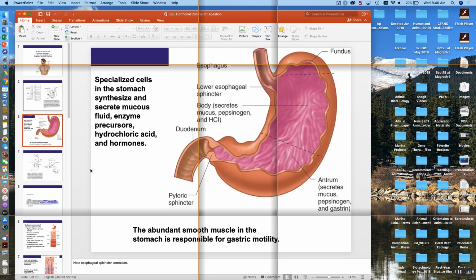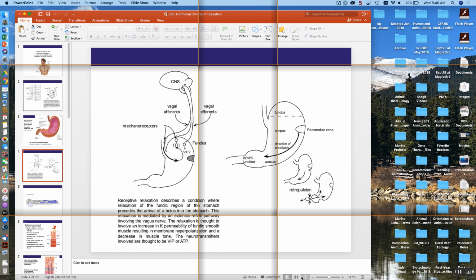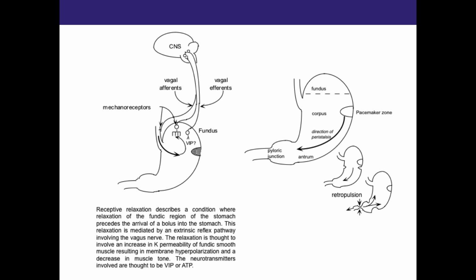We did just go through the anatomy of the stomach. What I'm going to do is actually talk about receptive relaxation, which is a reflex that we have. It's a response that we have to eating a meal. So I just talked about the fundus, right? And basically what happens with receptive relaxation is it describes a condition where relaxation of the fundus region precedes the arrival of a bolus into the stomach. So again, this is called receptive relaxation.